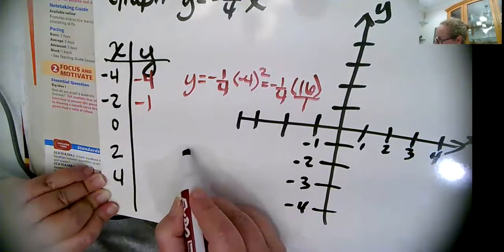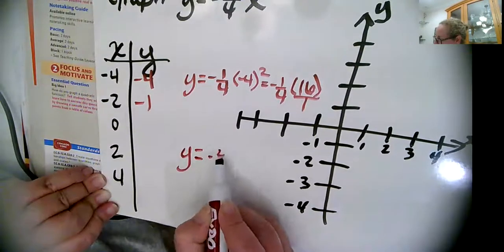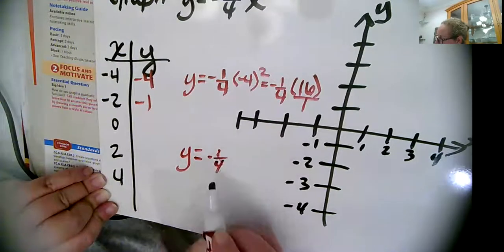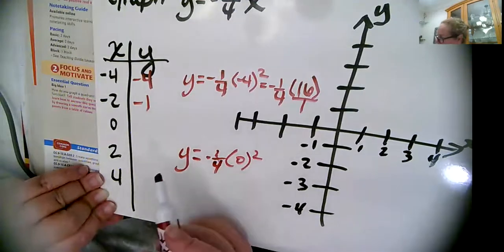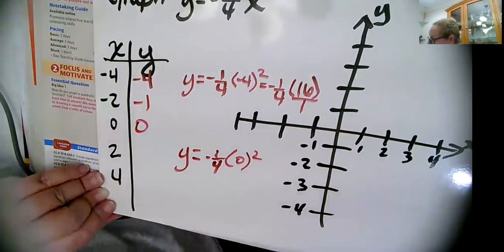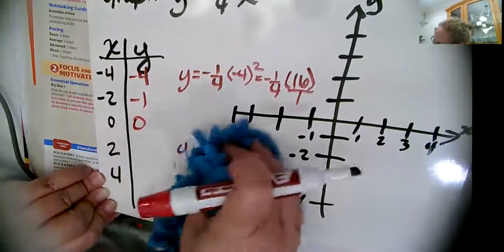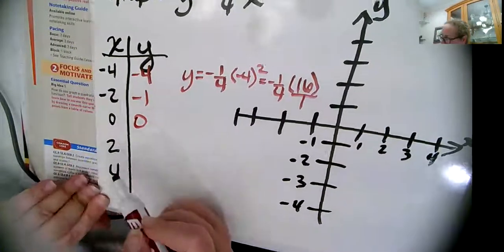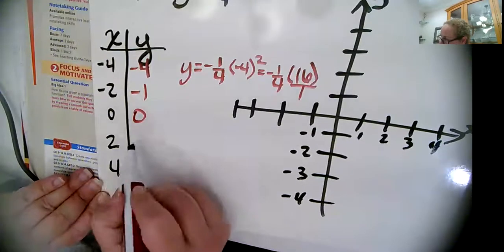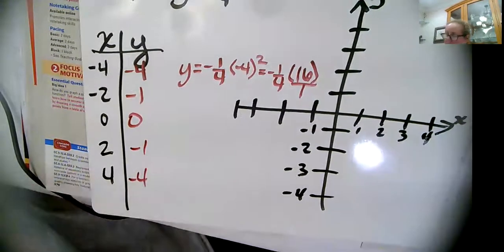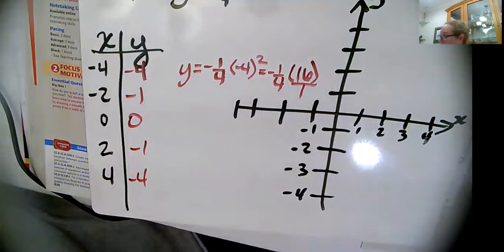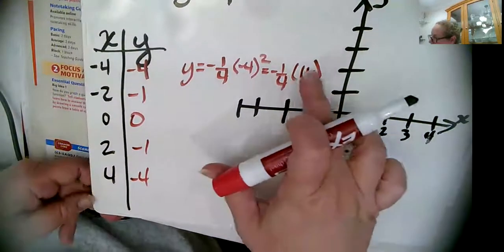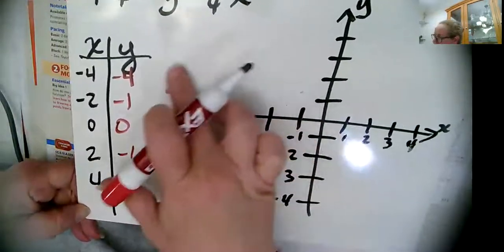Then we're going to plug in 0. Y equals negative 1/4 times 0 squared. 0 squared is just 0, and 0 times negative 1/4 is 0. Then we're on to 2. Well, now it's just a mirror image, so we're going to get the same values. So negative 1, negative 4. So you basically just have to do the first 3, and then the positive values are going to be the same as the negative. So now we have all of our ordered pairs. I'm going to erase this so we can graph.